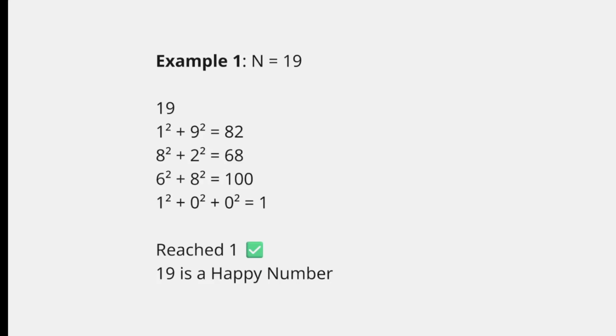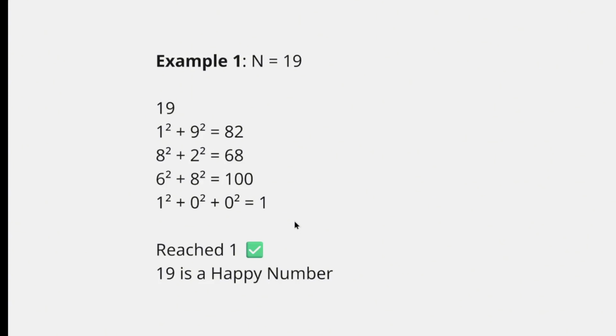So here is our example. If we take n equal to 19, it starts from 19. If we split this and square each digit, we get 1 square plus 9 square. If we add this, we get 82. For this 82, we square each digit, and we get 68. If we do the same for 68, we get 100. If we do it for 100, we get 1 square plus 0 square plus 0 square. So we get 1. Here we have reached 1, so 19 is a happy number.